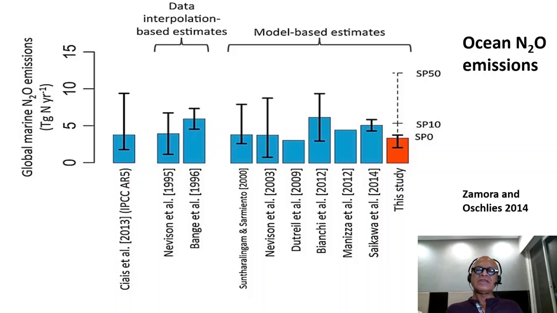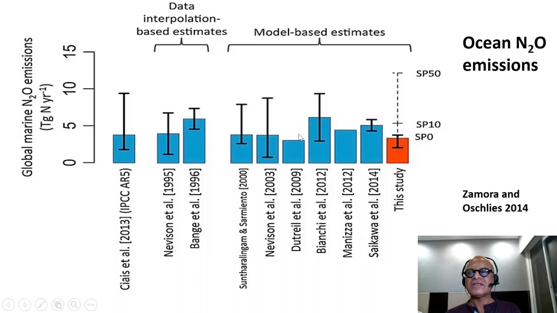Ocean also produces nitrous oxide emissions, and you can see this paper from Zamora and Andreas Oschlies is looking at global marine nitrous oxide emissions in teragrams nitrogen per year from various studies, and it's their study here, and they use various scenarios of doing their simulations. And you can see that these are data interpolation based estimates, and these are model based estimates, and the uncertainty in them is fairly large. Okay, that's something to remember, and they differ by a significant amount.